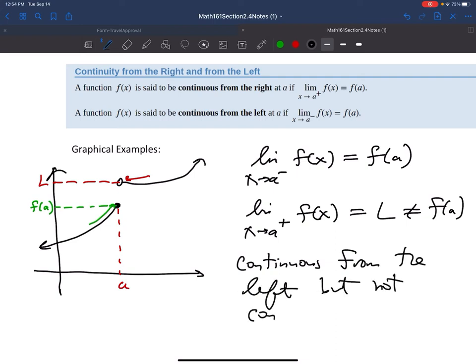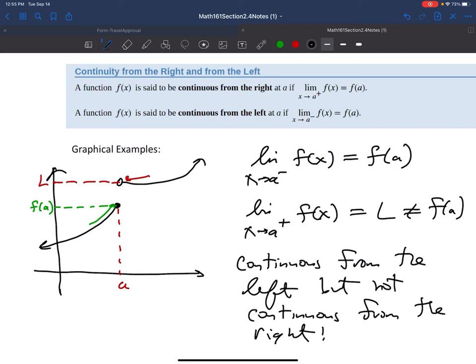But not continuous from the right. Okay? Now we can alter this a little bit and make this a little bit more complex. But essentially, the only thing I could do to make this a little bit more complex is to change where my solid dot was, right?